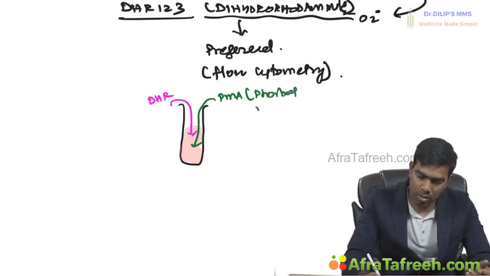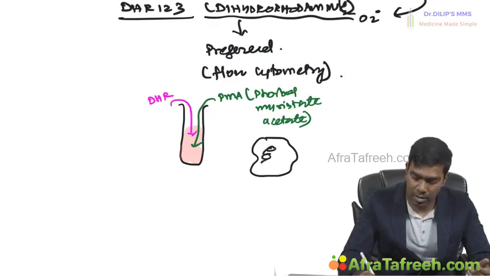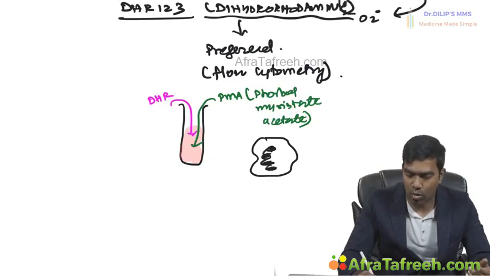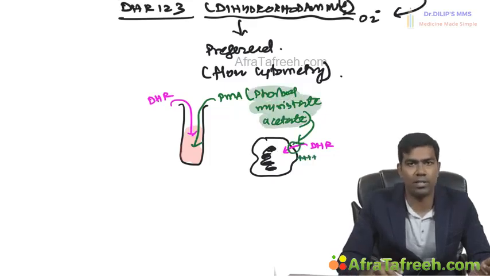PMA stands for phorbol myristate acetate. So what happens is, when you add this, the neutrophil within the blood will take up this DHR, and this uptake of DHR, dihydrorhodamine, will be stimulated by this phorbol myristate acetate. So that's why we add this compound.